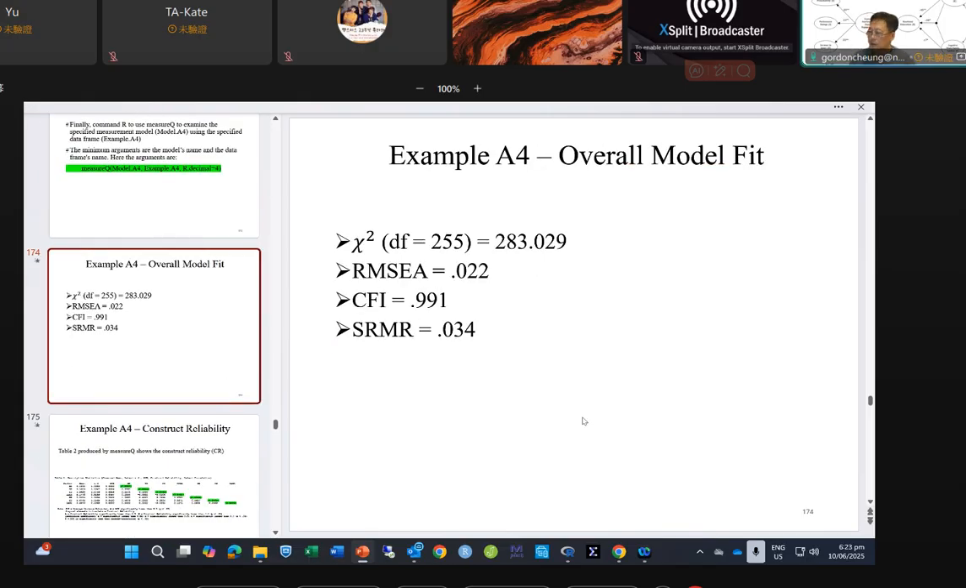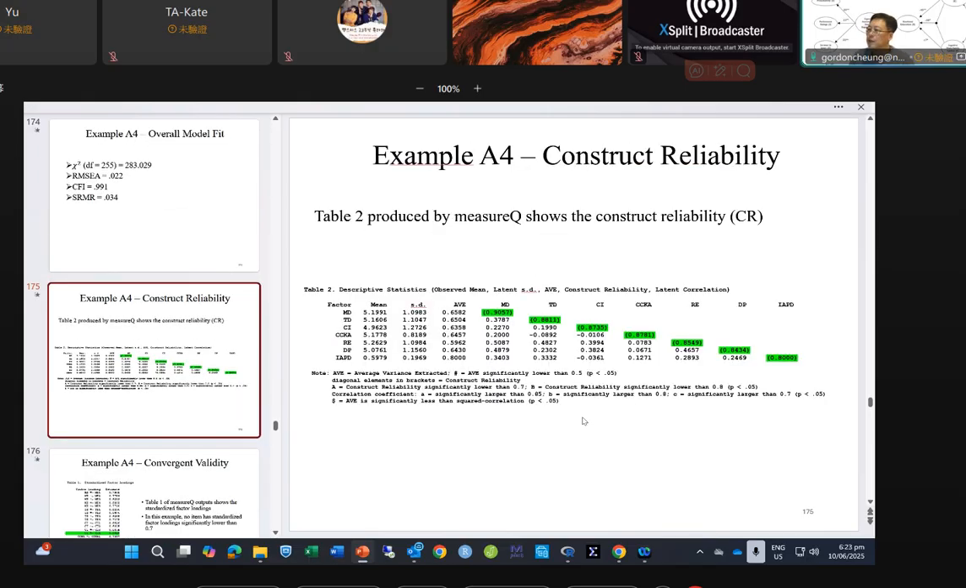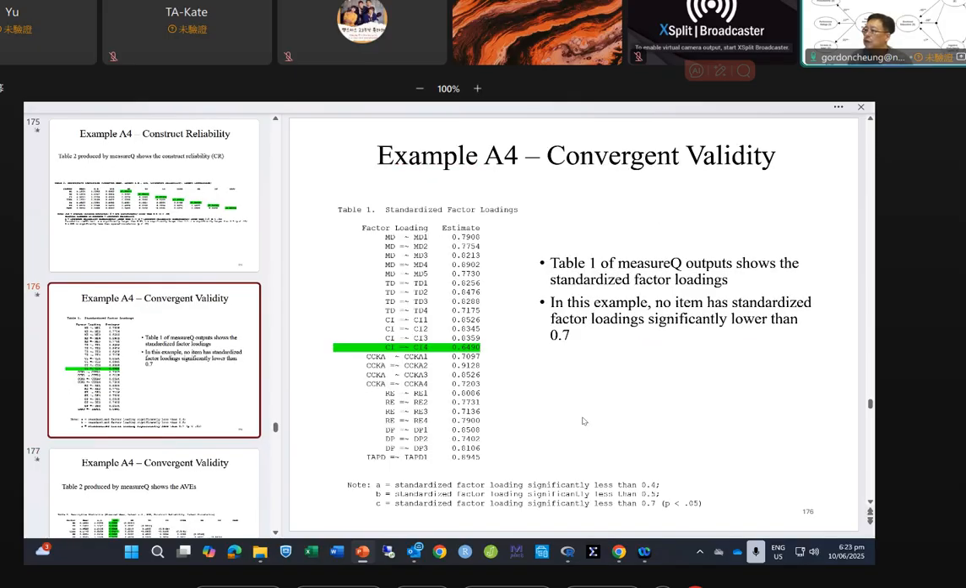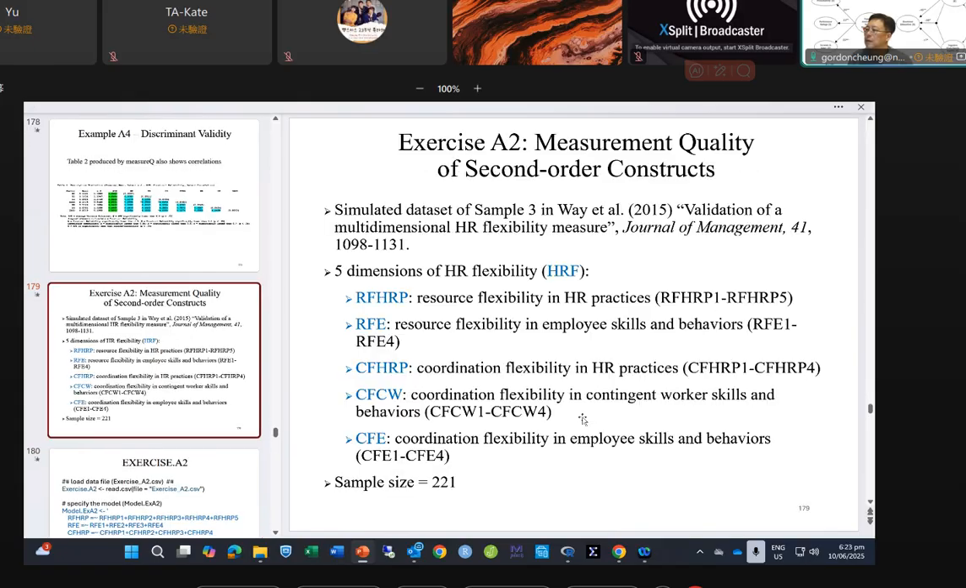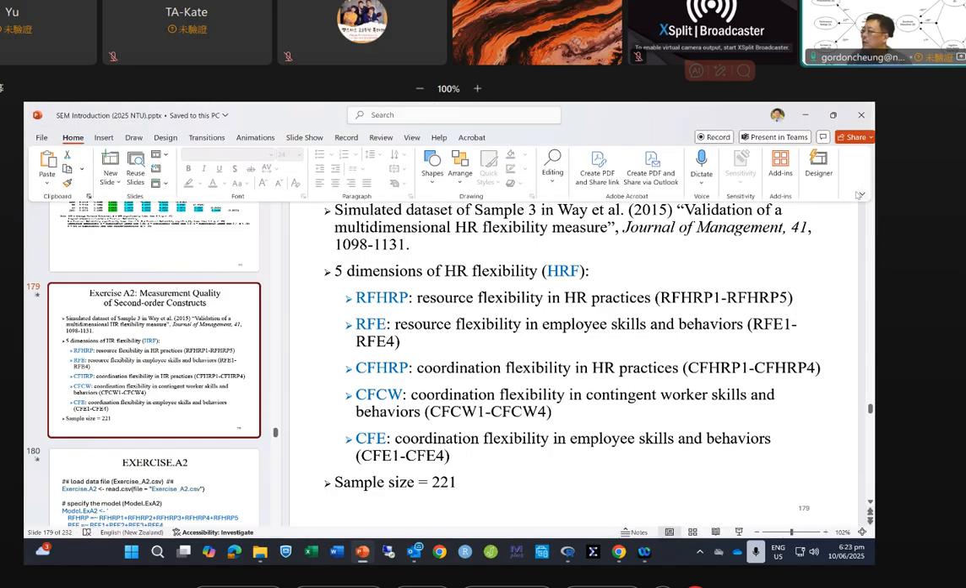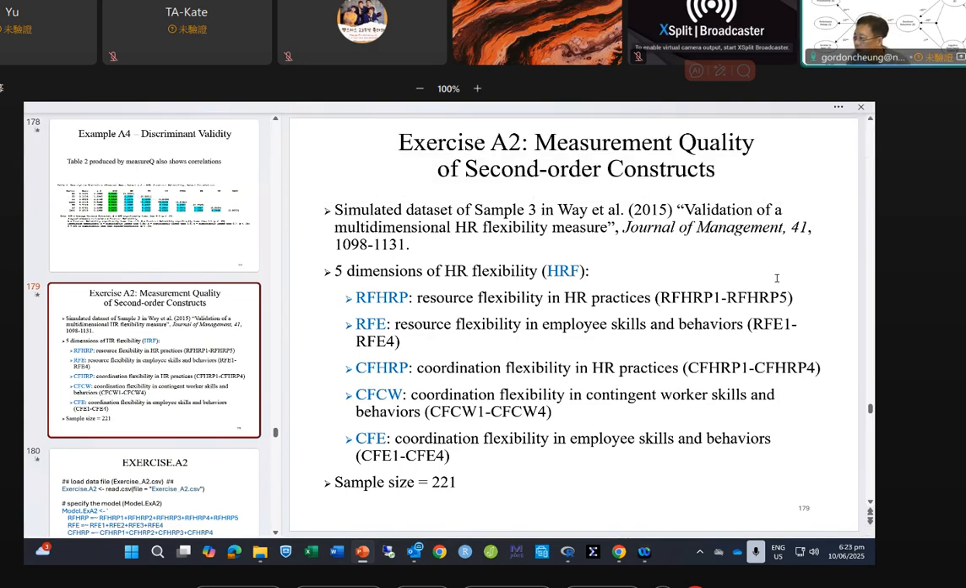So these are the results: the fit indices, construct reliability, convergent validity, and discriminant validity. Before we move on, we have 3 more examples, but why don't we take a 15 minutes break? Let's take a 15 minutes break, and then when we come back, we will work out the other 3 examples.